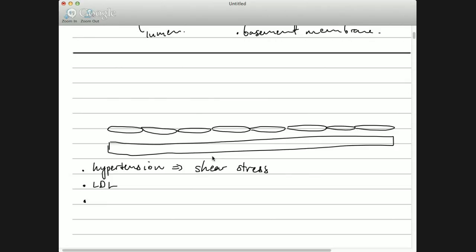Things, I suppose, like smoking or increasing age. Yeah. So age itself doesn't cause atherosclerosis. Age just gives you, if you're older, more time for atheromas to develop.